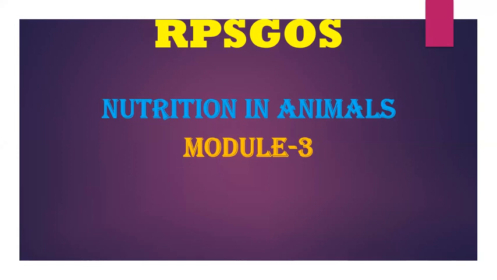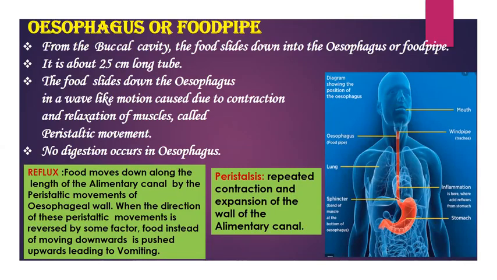Today we will discuss Module 3, which is a continued part of the chapter Nutrition in Animals. Students, in the previous module we studied about the step ingestion, that is the nutrition in animals. Here in this module, we will discuss about the process of digestion in humans and the organs related to it.